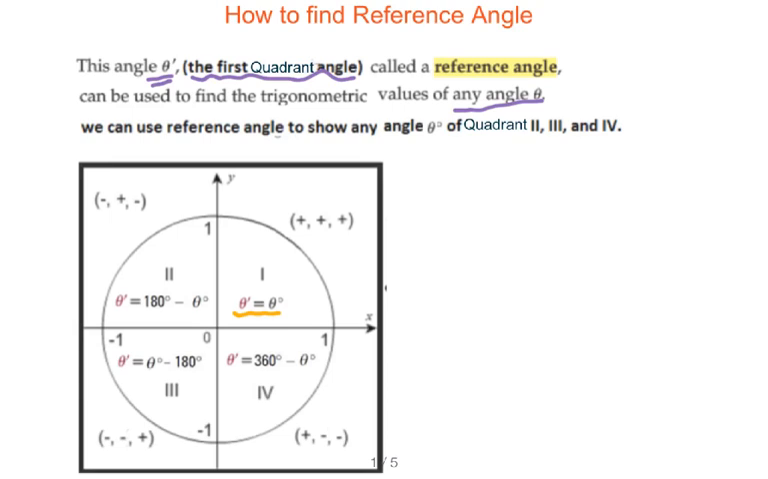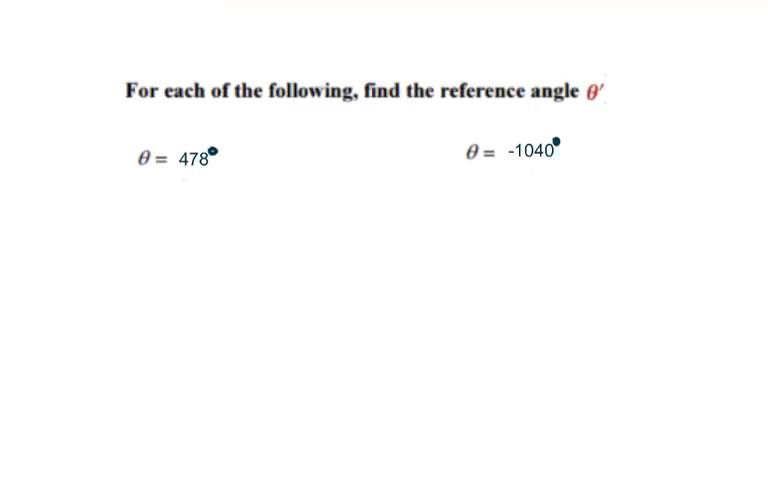For a second quadrant angle, we use 180 minus the given angle to figure out the reference angle. For the third quadrant, it's the given angle minus 180 to get the reference angle. For the fourth quadrant, we use 360 minus the given angle to get the reference angle. For example, for each of the following, find the reference angle theta.